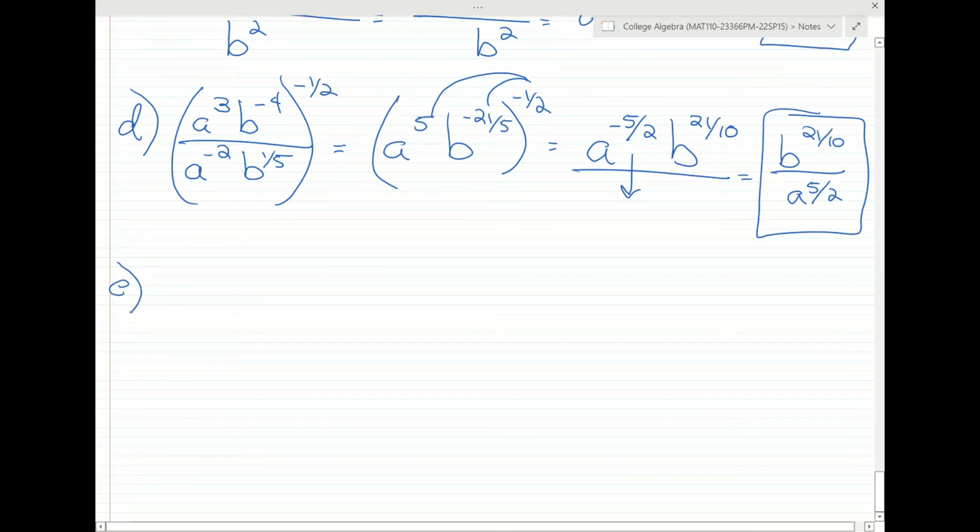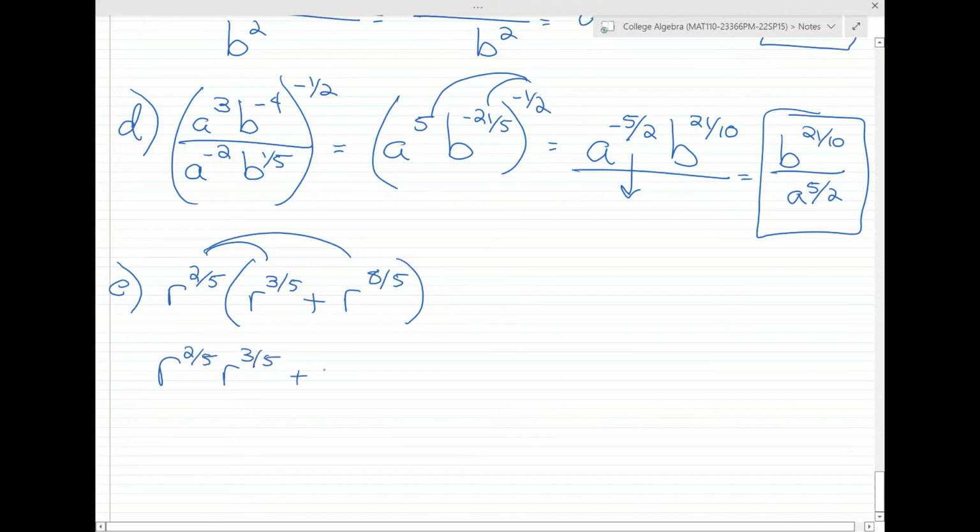What if we had r to the 2/5 times r to the 3/5 plus r to the 8/5? We're just going to have to distribute. So r to the 2/5 times r to the 3/5 plus r to the 2/5 times r to the 8/5. If you're multiplying the same base, you add the exponents. So 2/5 plus 3/5 is 1. 2/5 plus 8/5 is 2.